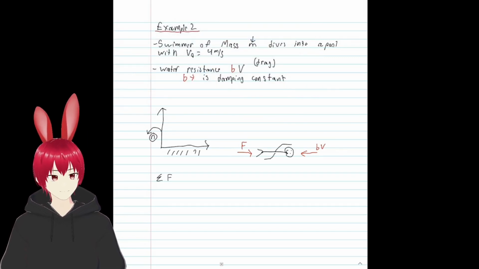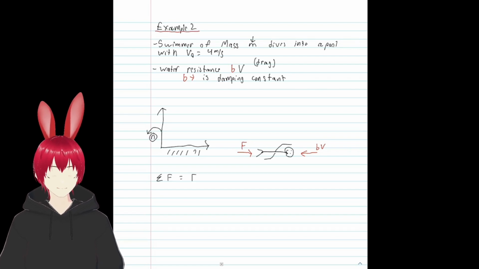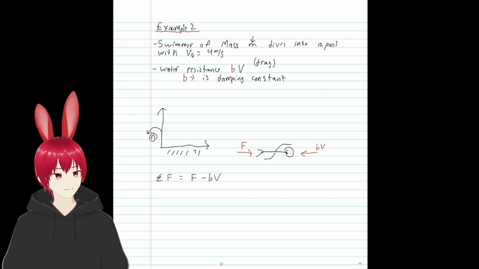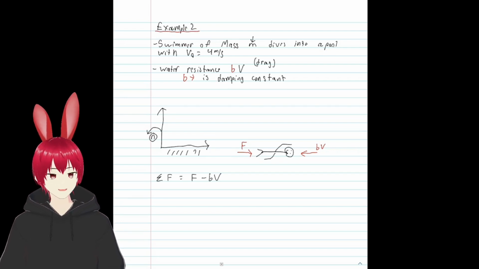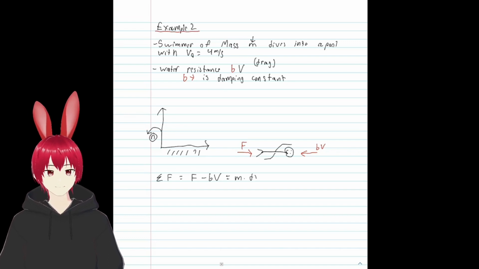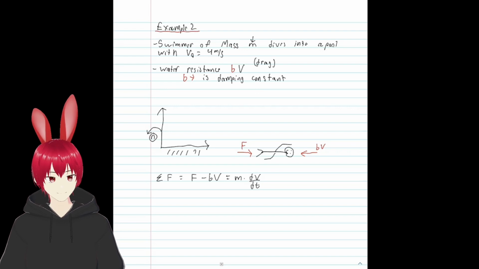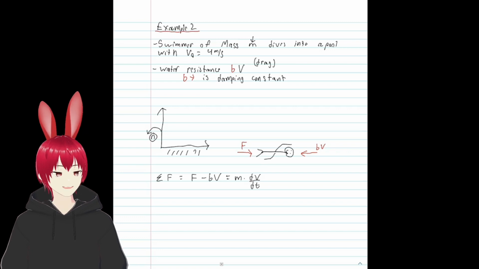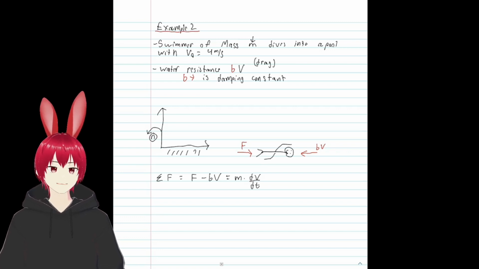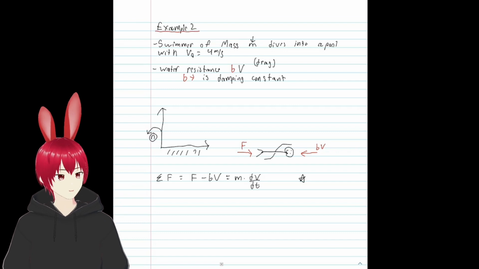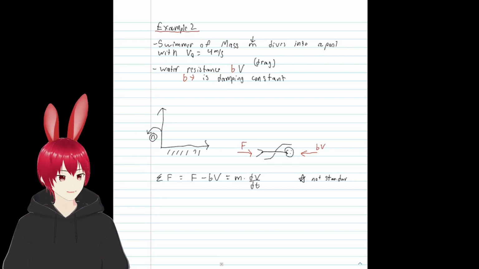For this, we can then use the sum of all of our forces. That gives us F minus b v is equal to mass times acceleration. For acceleration in this case, we can describe it as dv over dt, as acceleration is the derivative of velocity. This equation by itself does not mean a whole lot, but we can manipulate its variables so that we get a true ODE that we can solve. In its current form, it is not a standard form ODE.